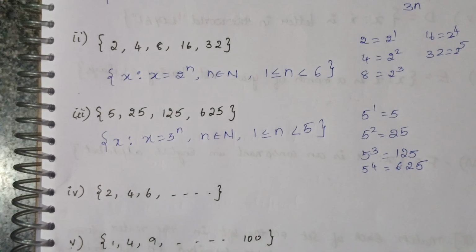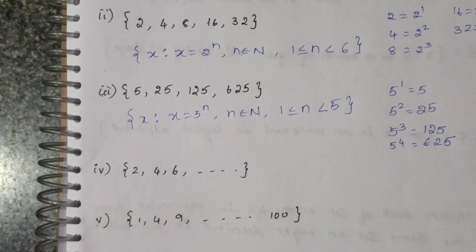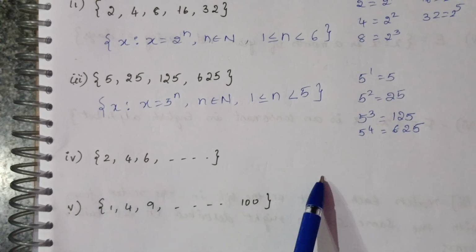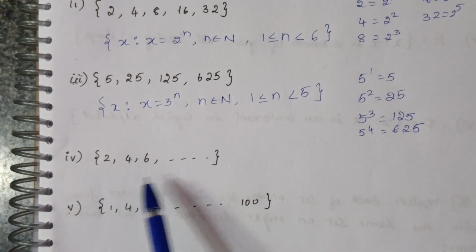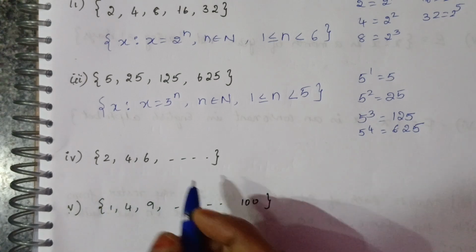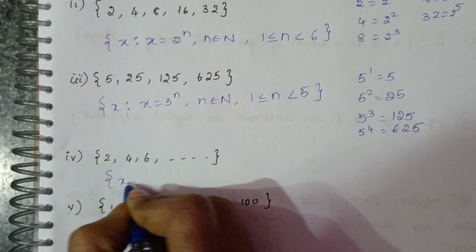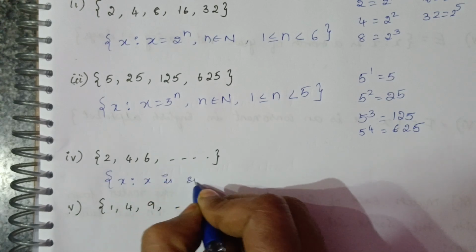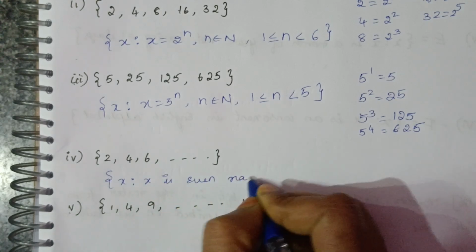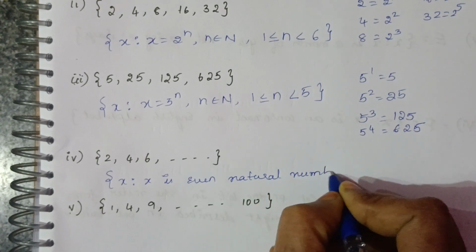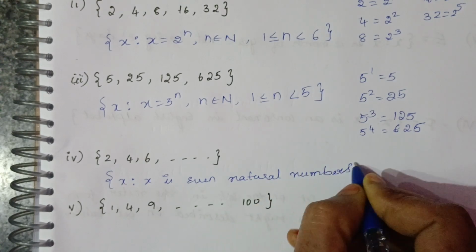Next one, what is there above? 2, 4, 6. Here if you observe, natural numbers are there, even numbers are there. So x is an even natural number. X is an even natural number.